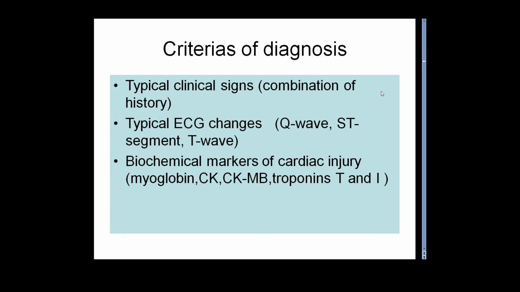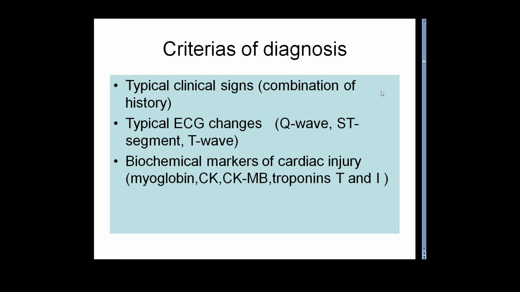Second criteria, typical ECG changes. Changes of Q wave, formation of pathological Q wave, changes of ST segment, elevation or depression, and changes of T wave, maybe T inversion.